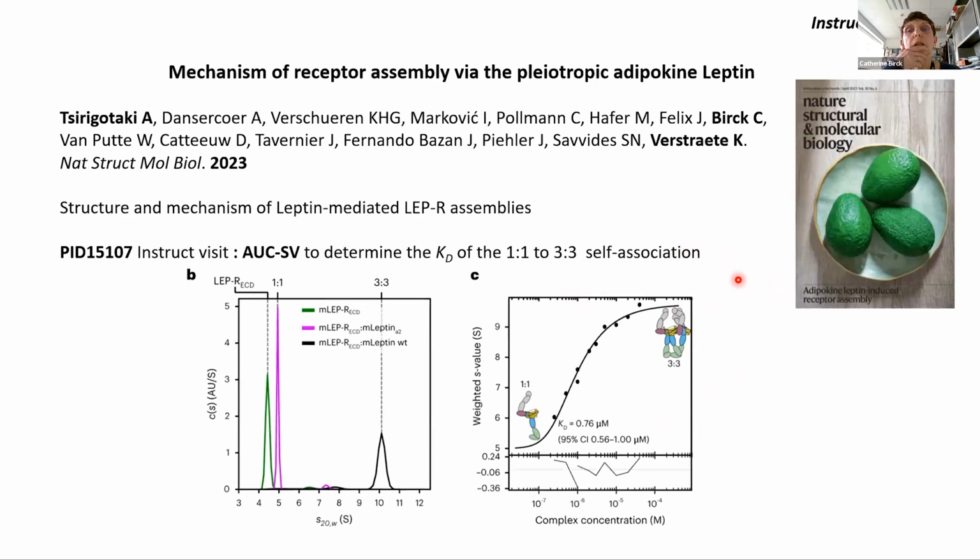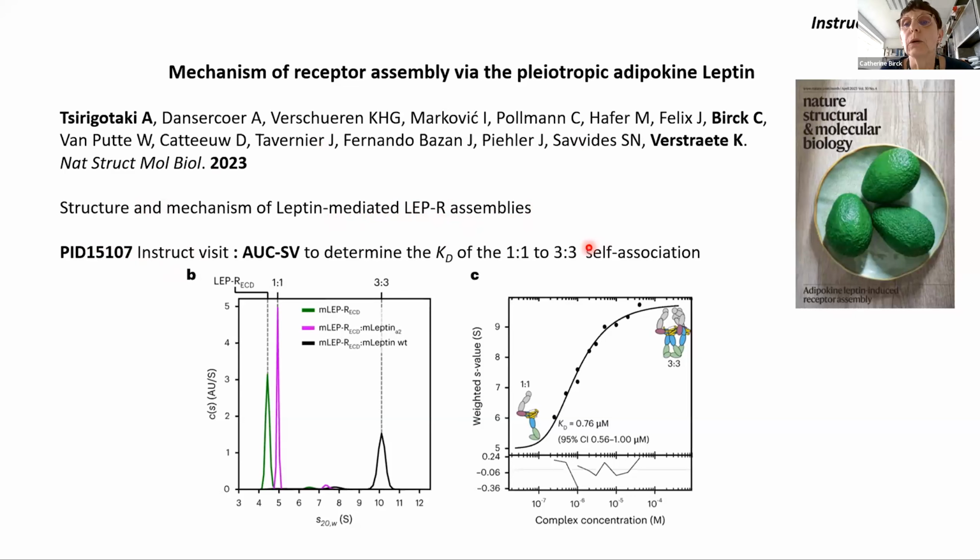To finish, I would like to highlight the paper from Kenneth Verstraeten that was published last month in Nature Structural and Molecular Biology. In this paper, the authors elucidated the structure and mechanism of leptin-mediated LEP-R assemblies, and especially they reveal that the leptin LEP-R heterodimer forms trimers in solution, and not 2-2 or 2-4 assemblies, as was previously suggested.